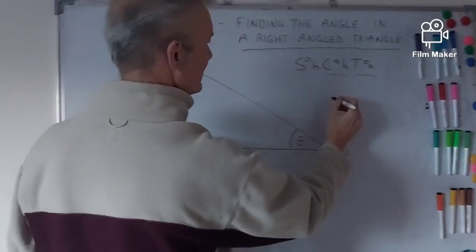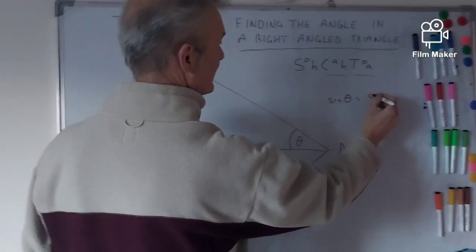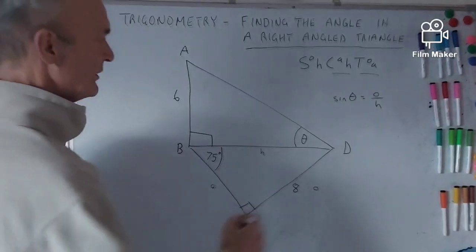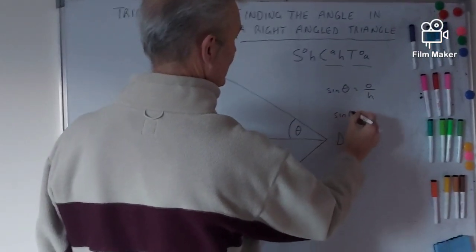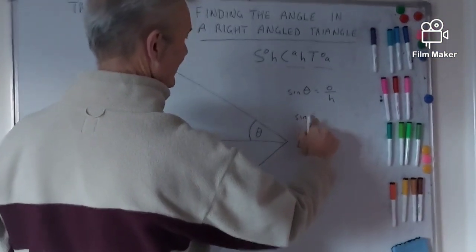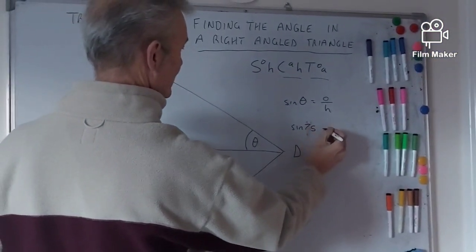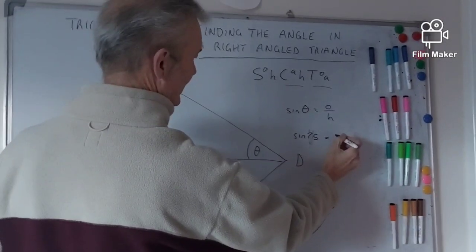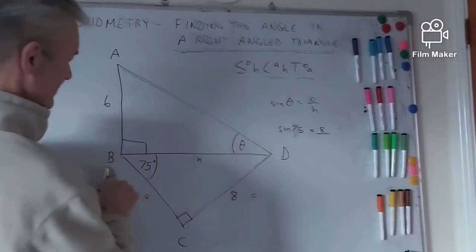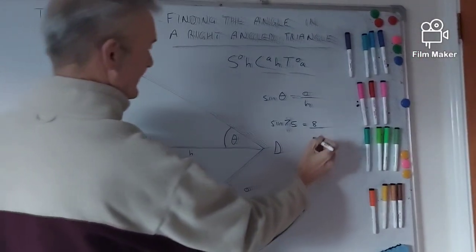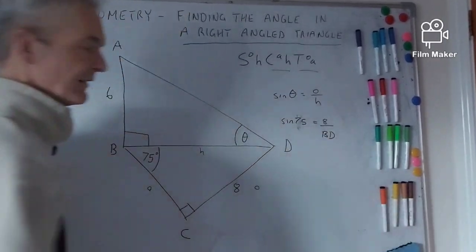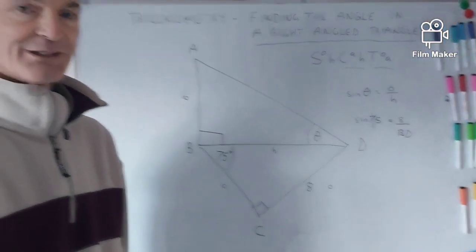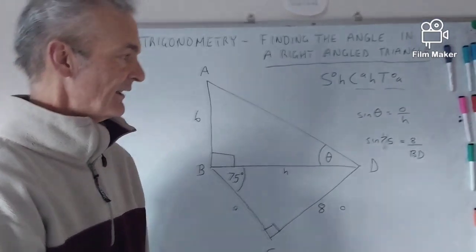So let's write down our formula. Sine theta equals opposite over hypotenuse. And now let's put into that formula the bits that we've got. So we've got sine 75 equals opposite, which is 8, over the hypotenuse, which is what we're after. So I'll call the hypotenuse BD. Okay, so now we've got to find what BD is. Now we've got to be careful when we rearrange this.